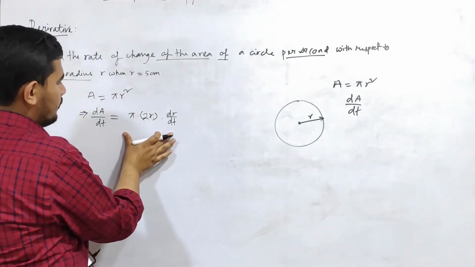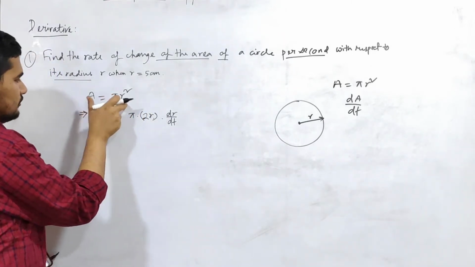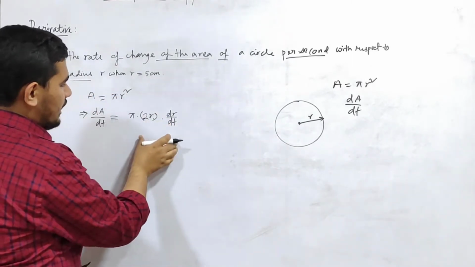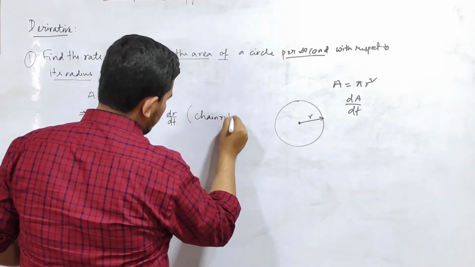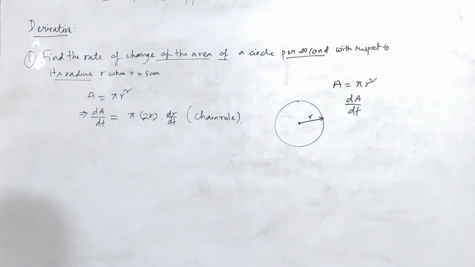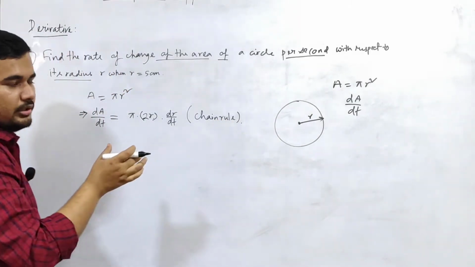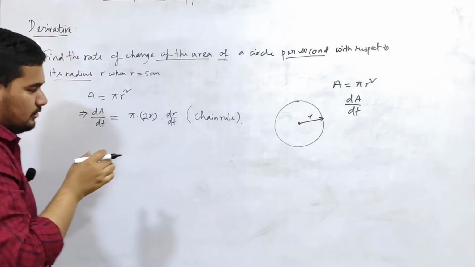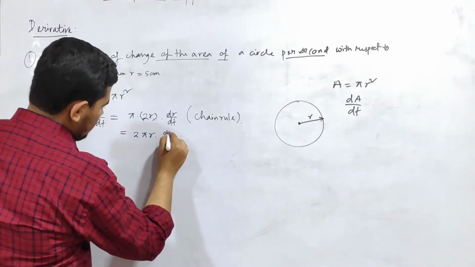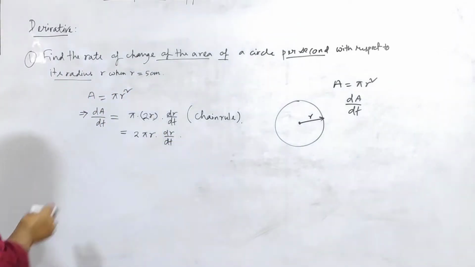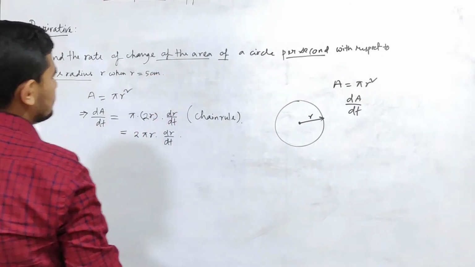So this is an example where we are finding the derivative of area with the help of the chain rule. Having an idea of the chain rule is very important when we are starting the application of derivatives chapter. I have already discussed the chain rule. You can watch it in the previous lecture also. So here, if I simplify, this is 2 pi r into dr by dt. So here r is given, which is 5 centimeter.